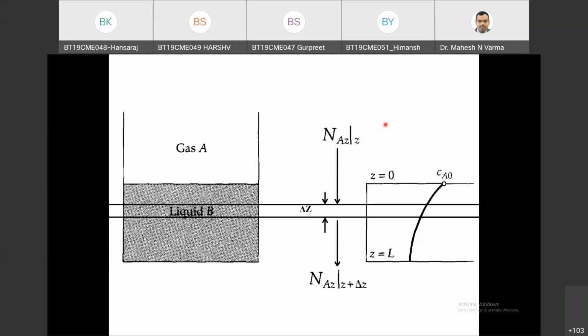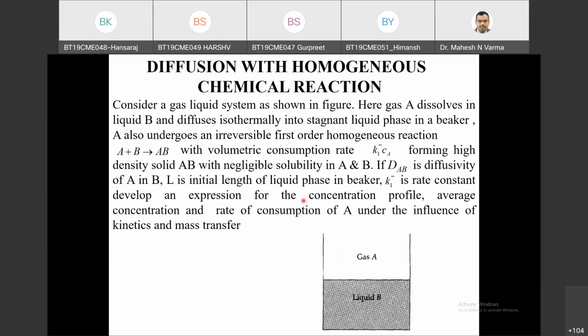What is the rate of A going out of this differential shell? It is the flux at Z plus delta Z multiplied by the surface area, pi r square. And what is the volumetric consumption of A in the differential shell? It is given as the volumetric consumption rate k1'' CA.